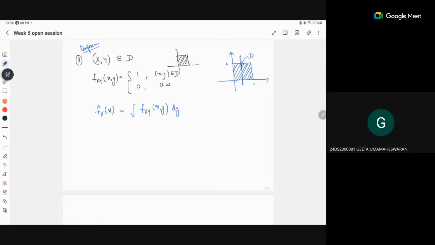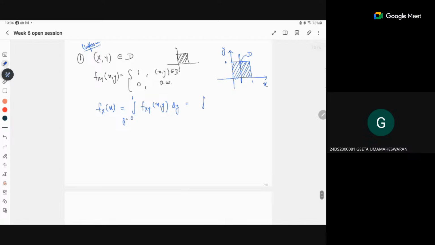And how is my y varying? This is my x, so this is my y. Then my y is varying from 0 to 1, right? And this is nothing but 1 times dy, between 0 and 1, and it is just 1. So what is my marginal density of x? My marginal density of x is equal to 1 for x lying between 0 and 1, and 0 otherwise, right? So what does this distribution look like? X is uniform on (0, 1). We are saying the marginal density of x is uniform (0, 1). I mean x follows uniform (0, 1), right?